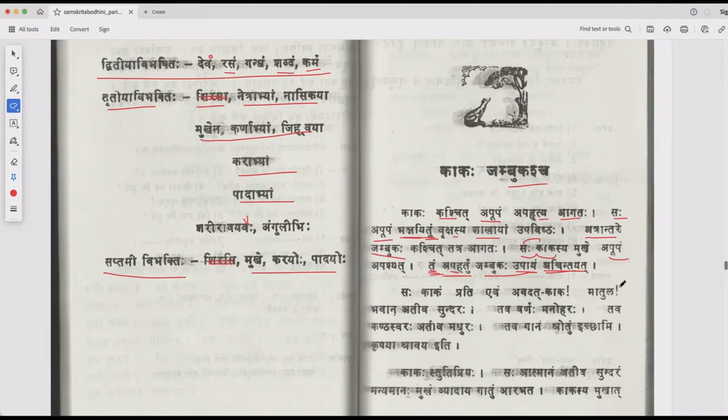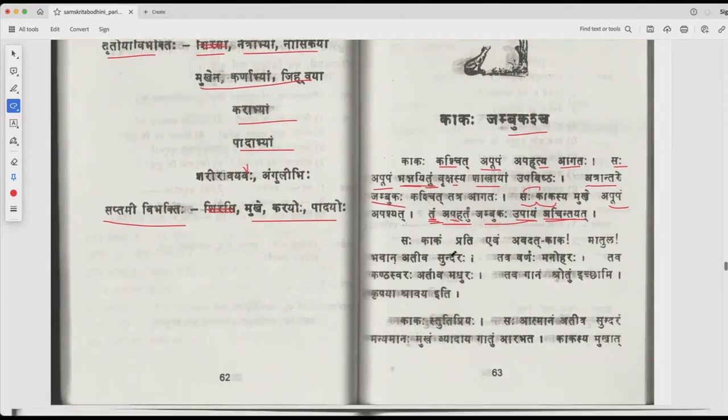Okay. Thank you. We'll go on to the next paragraph. Saha kakam prati evam avadat. Kakaha kaka matula bhavan ativa sundaraha.